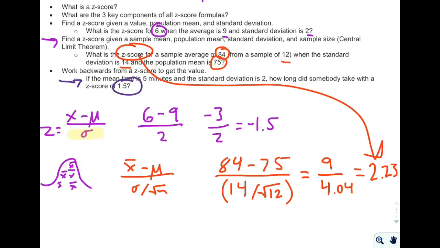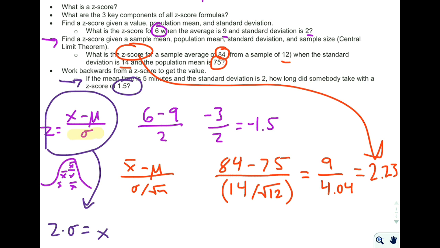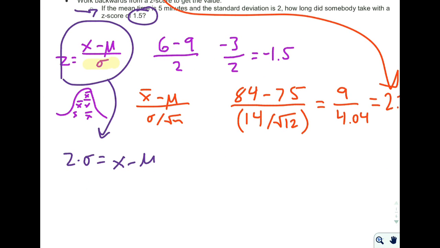So let's try this out. We could mathematically adjust this equation here and multiply both sides by sigma. And then we could add on the mu to both sides. So we get z times sigma plus mu. So we could solve this algebraically and get this formula, or we could kind of do it more intuitively to say, I start with 5 minutes and I add on 1.5 times the standard deviation.